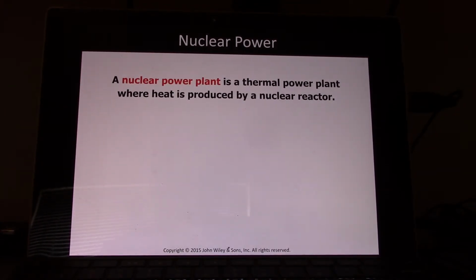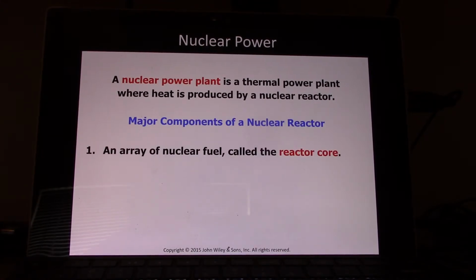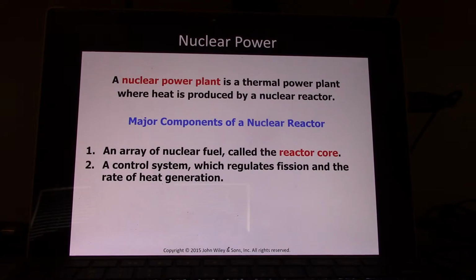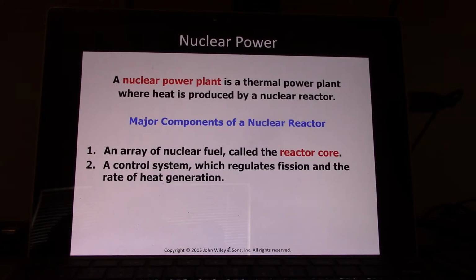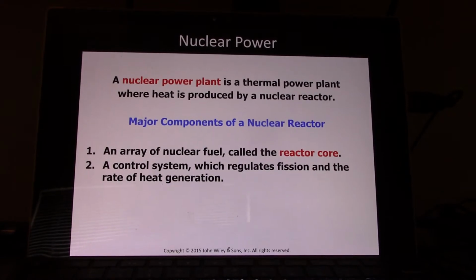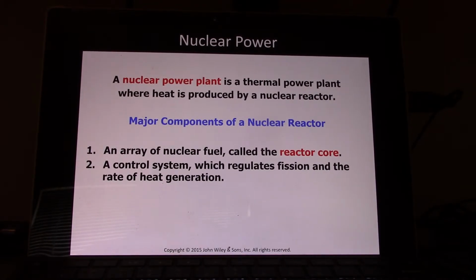A nuclear power plant is a thermal power plant where heat is produced by a nuclear reactor. So we have a nuclear fuel. Basically, it's uranium, but it has to be 10% enriched, which means 10% of the uranium has to be uranium-235. Anything less than that, and it's not going to work. The uranium-238 is not active enough. So you need 10% enrichment for a nuclear power plant. To make a nuclear bomb, you need over 90% enrichment.